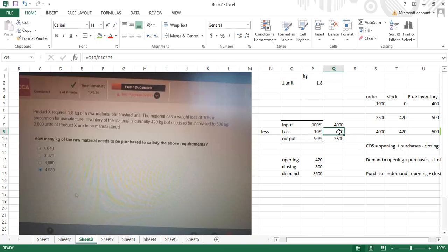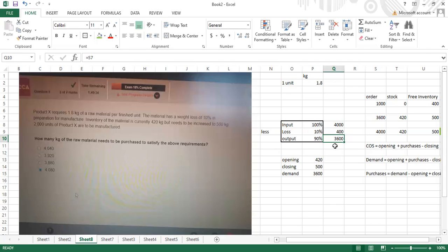If you already know this 4,000, you can also get the loss figure. Simply divide 4,000 by 100, because 100 is the base of 4,000. Okay, then you multiply it with 10%, and again you will get the 400. So whenever you see this kind of percentage calculation, you can simply do it.